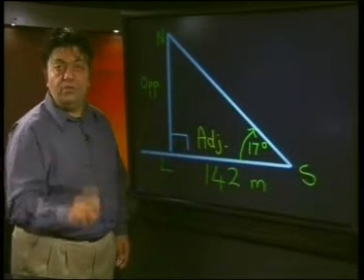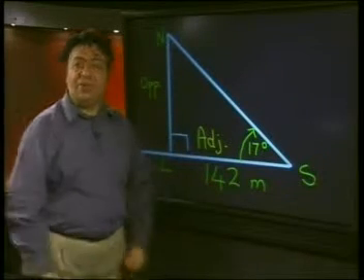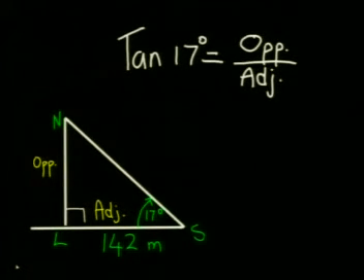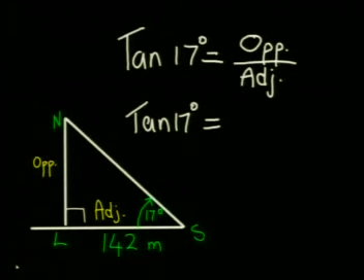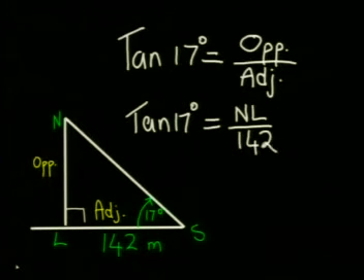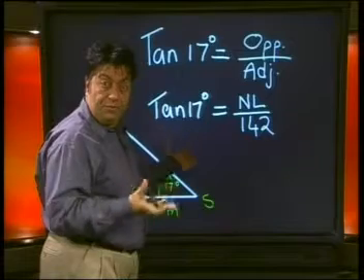So we use tan 17 degrees. Tan 17 degrees is equal to opposite divided by adjacent. Therefore, tan of 17 degrees is equal to NL divided by 142.